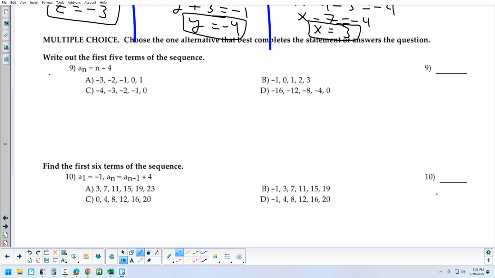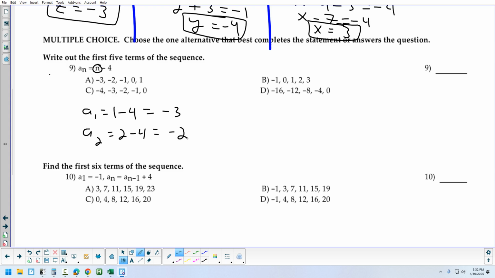So what number would you plug in right here if you want to find the first term? 1, yep. And if you do that, you would have 1 minus 4, which is negative 3. And let's just check one more just to make sure we didn't make a mistake. If you want to find the second term, put in 2. 2 minus 4 gives you negative 2. So I think we can see at this point which one it would be.